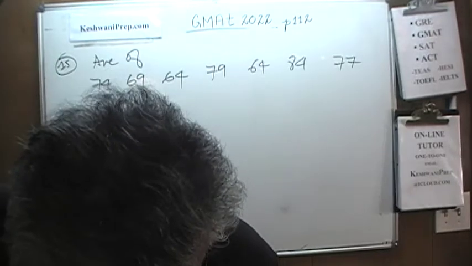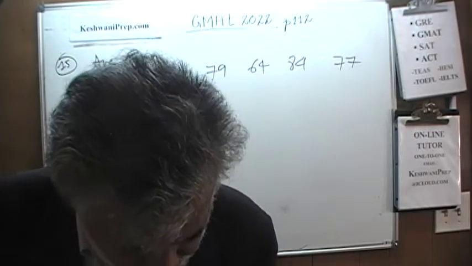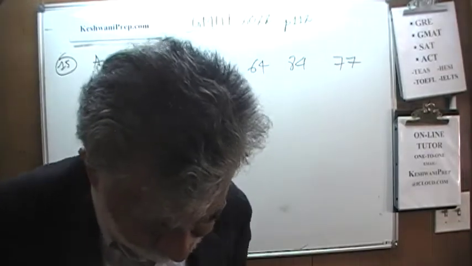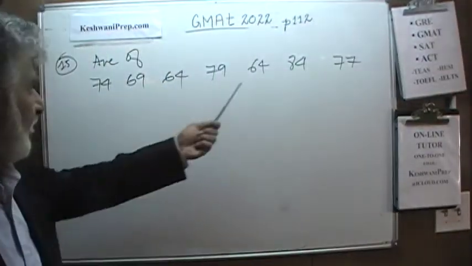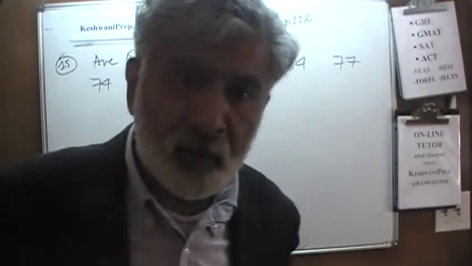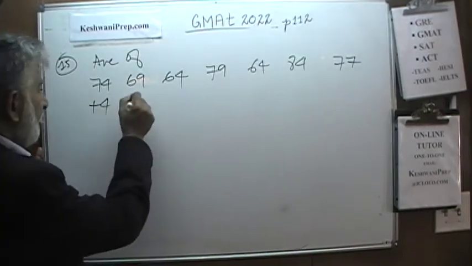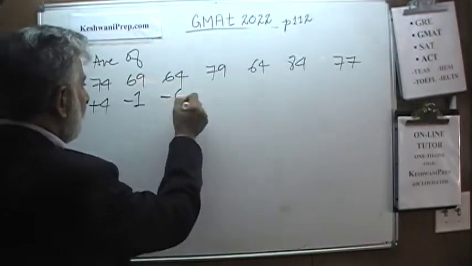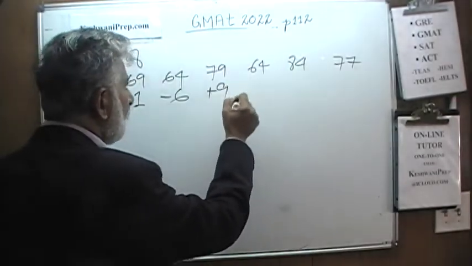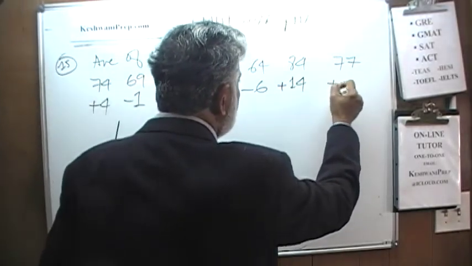Number 15, let's see how it is phrased. It says, over the past 7 weeks, this family has a grocery bill that looks like this. What's the average? It looks to me that the average is going to be around 70. So we're just going to pretend that the average is 70. If the average is 70, in the first week they spend $4 more than the average. The next week they spend $1 less, $6 less, $9 more, $6 less, $14 more, and $7 more.